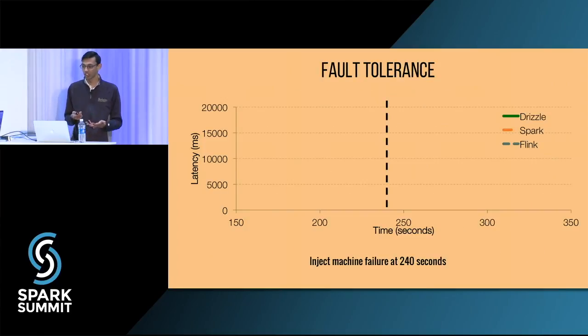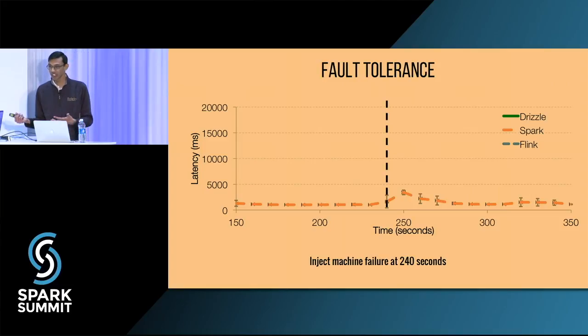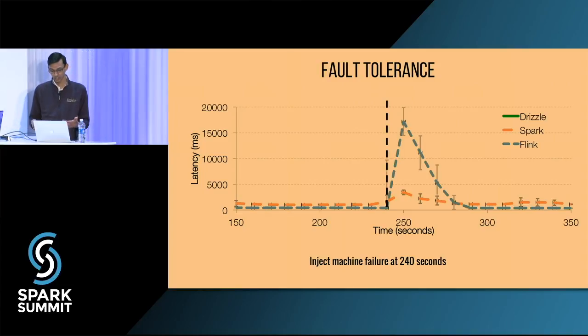What about in terms of fault tolerance? So with the same benchmark, the thing that we did here is we killed one of the machines at the 4-minute mark, which is this 240-second line out here. And we tried to measure how long it takes for the system to recover to its original processing state. So the orange line here is Spark. We see that the initial latency is around 1 second, and it takes a little bit of a hit when the machine fails, but it quickly recovers. So it has good fault tolerance properties.